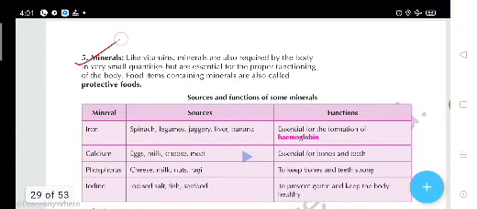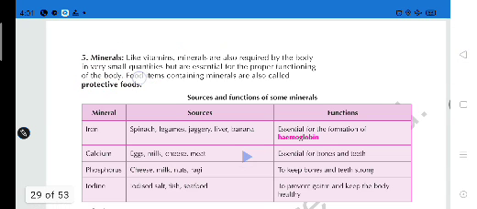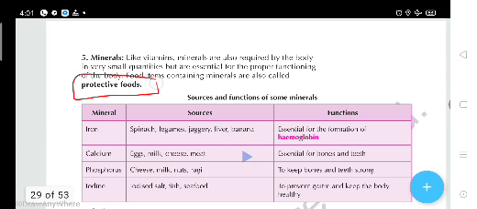The next thing, minerals. Students, minerals are also required for our body because they protect us from many diseases, and for maintaining our body we must require minerals. Like vitamins, minerals are also required by the body in very small quantity, but are essential for the proper functioning of the body. Food items which contain minerals are called protective foods. Why do we call them protective foods? Because these foods protect us from disease.